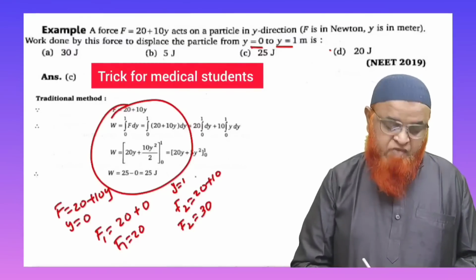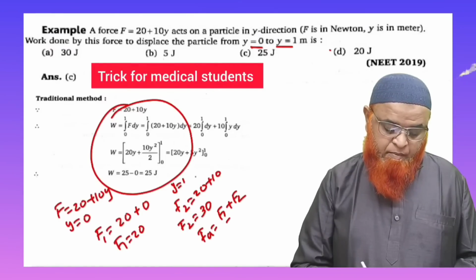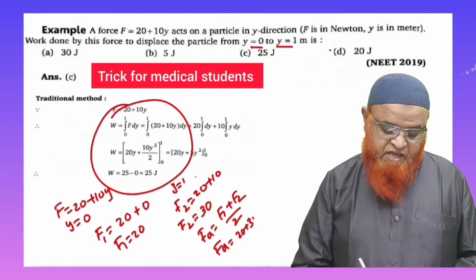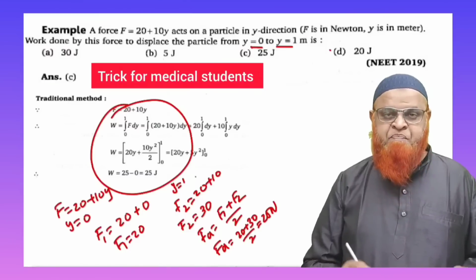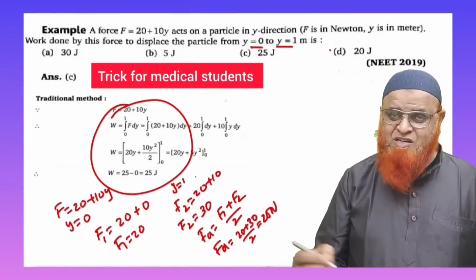Okay, so now you can find out the average of these two forces, that is f average is equal to (f1 plus f2) by 2. Therefore f average is nothing but (20 plus 30) by 2, which is nothing but 25 newtons. So we got the force, but how are you going to find out the work done here? He's asking us to find out the work done, that's it.